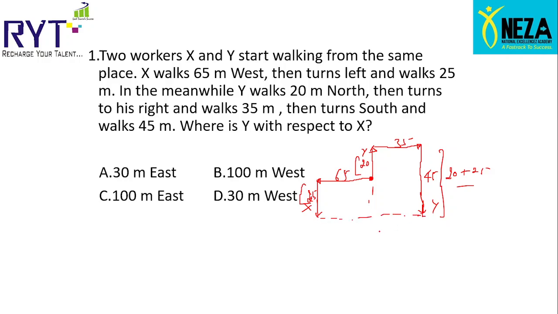Now what is the question? Here is Y with respect to X. That is, from X, Y is in which direction and how far? Since these both are in the same line, we can simply add these values. This is 65 plus this is 35, so the total is 100. 100 meters and the direction is east. Therefore, option C, 100 meter east is the right answer.